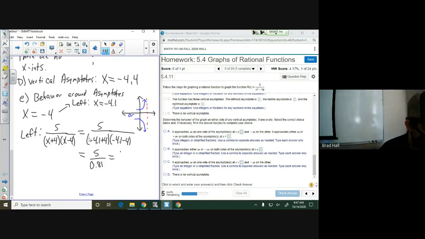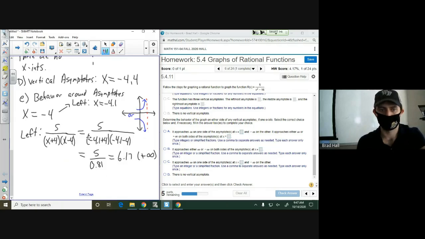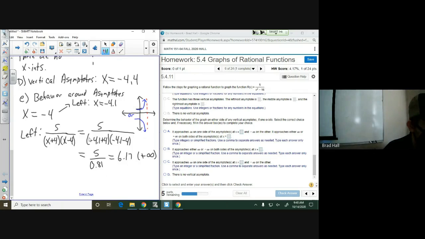I'll bring everything together, and I see that I get a positive number on the left side. This is how you would interpret this. On the left side, we get a positive number, so that means this will be approaching positive infinity. So the graph on the left side will be doing something like this. That's what we've just determined.